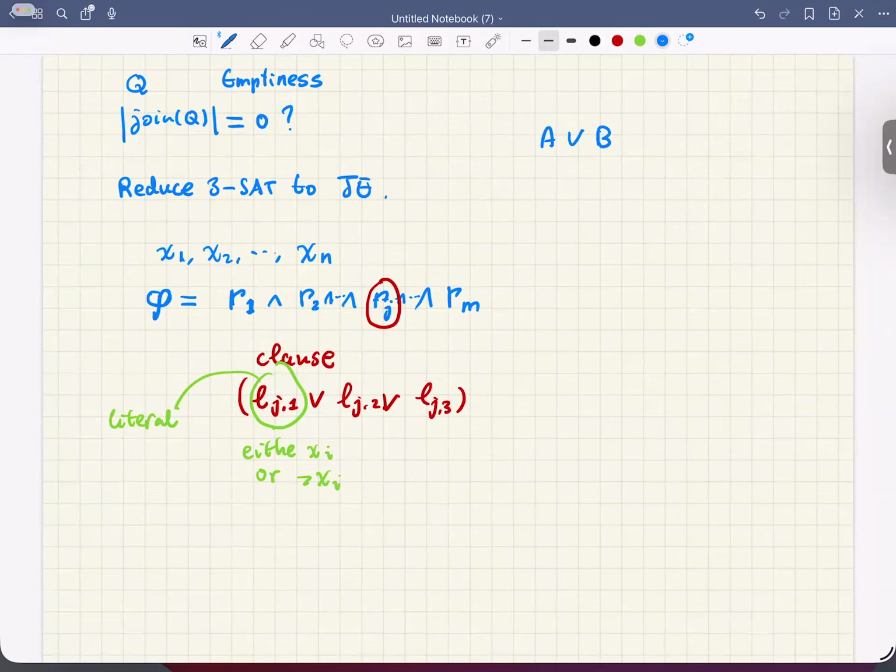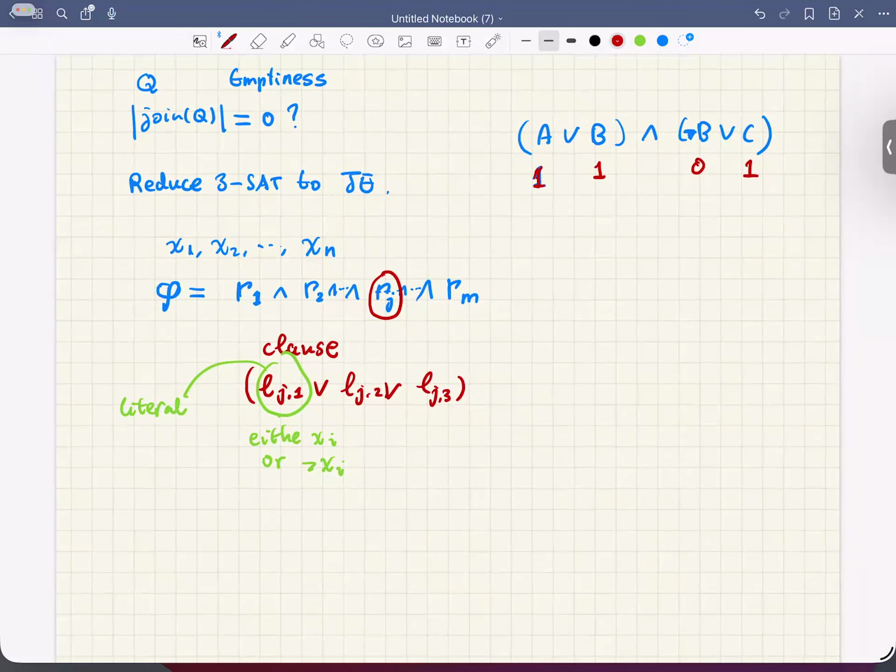Let's look at a simple example. Let's say you have A or B, and then B or C. Is this expression satisfiable? The answer is clearly yes. To make things a bit more interesting, let's say this is negation of B. You can set A to 1 and B to 1 as well, and then this becomes 0, and C is 1. So you can see this is satisfied. Good.